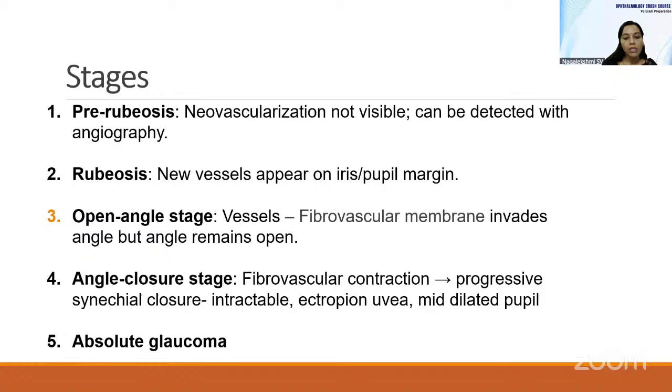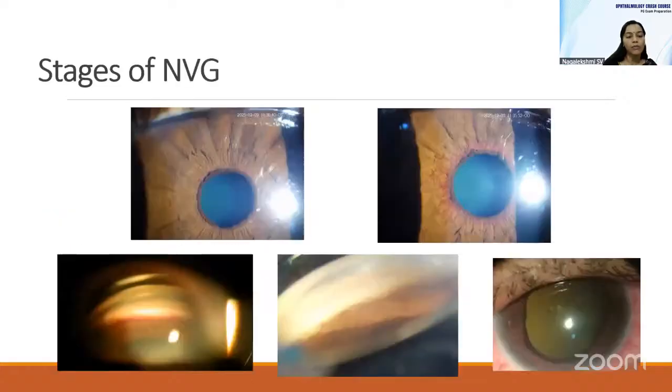And the angle closure stage, which is the intractable stage, where the fibrovascular contraction happens and the peripheral anterior synechiae start forming. This is also associated with ectropion uveae, where the posterior pigment epithelial cells of the iris start getting pulled anteriorly. And when the intraocular pressure becomes uncontrolled and optic atrophy sets in, then we have no perception of light, which is called absolute glaucoma. So these are some of the pictures which show the pre-rubeotic stage, the rubeotic stage, open angle stage, the angle closure, and the burnt out stage of NVG.